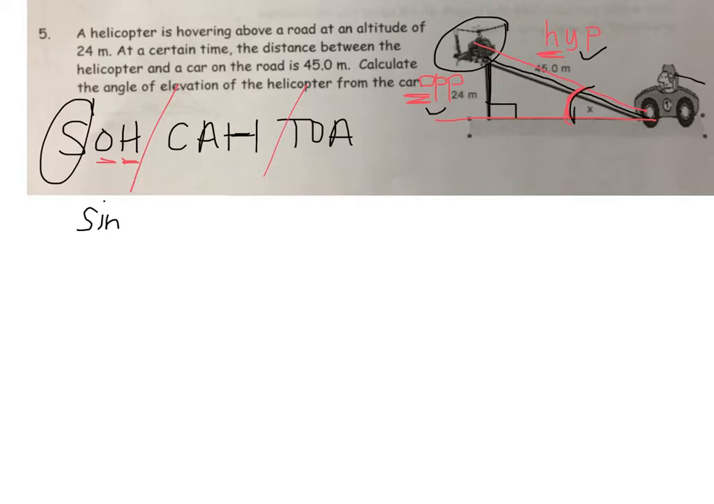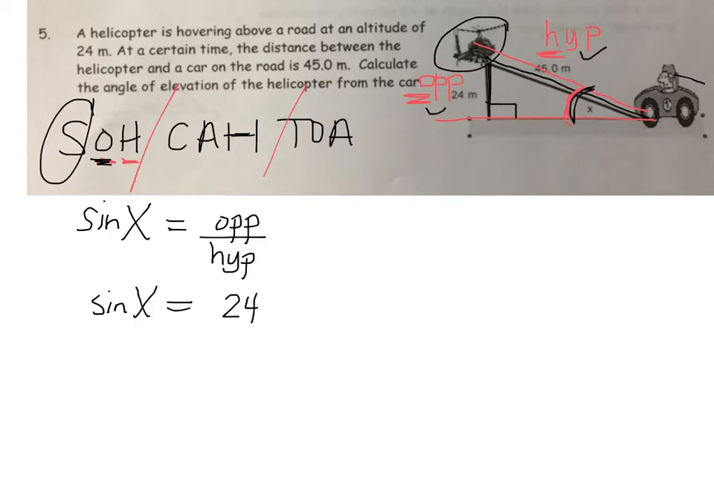So we don't know the angle. That's what we need to find. So what should I call it? Sine X or A, doesn't matter, is equal to, the sine ratio is equal to opposite over hypotenuse. So fill it in. Which side is opposite? 24 over 45.